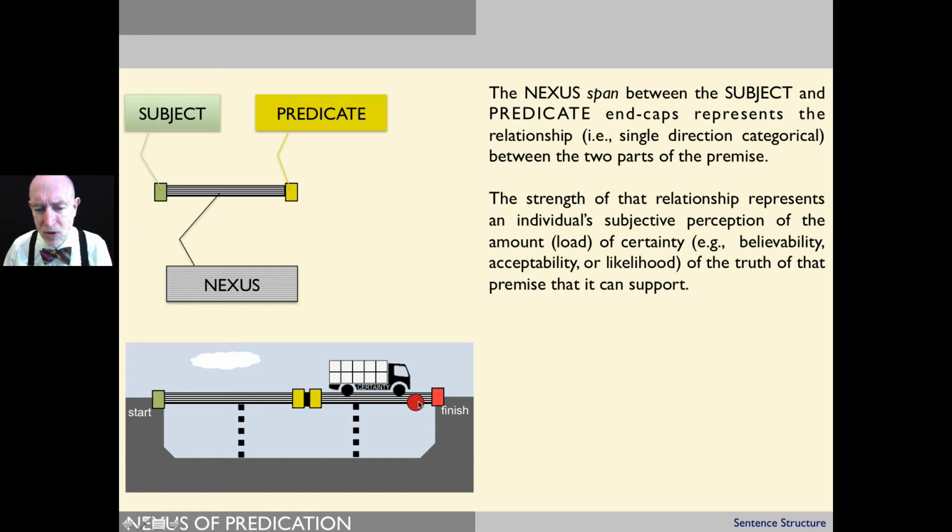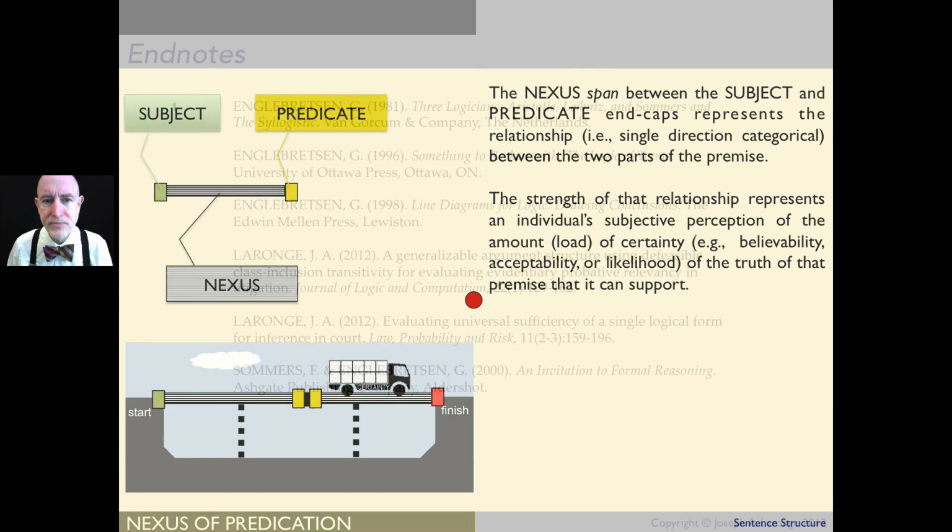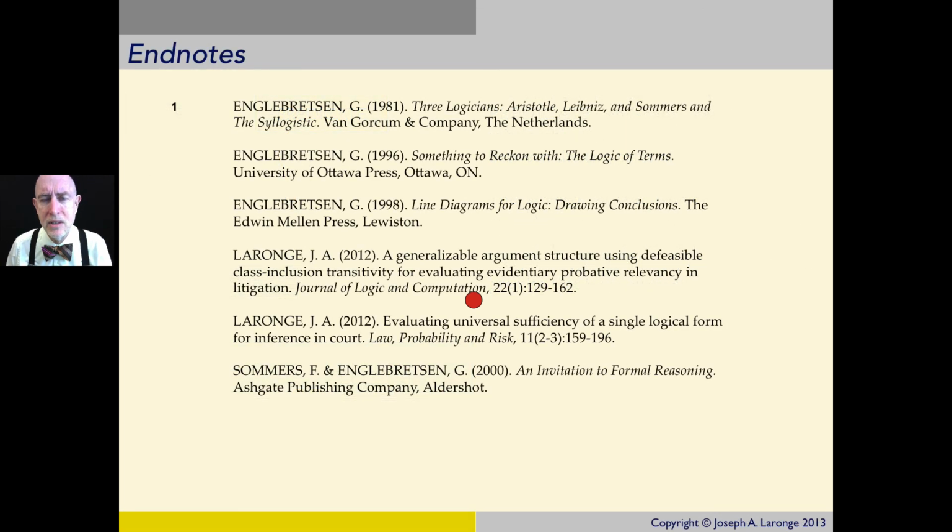And of course, the stronger this is, the larger amount of certainty can travel across it. Now, as we go through different examples, the subject, the predicate, the nexus, it'll become clear. So don't worry right now. It's through its use with examples that you'll begin to see their application. Thank you.